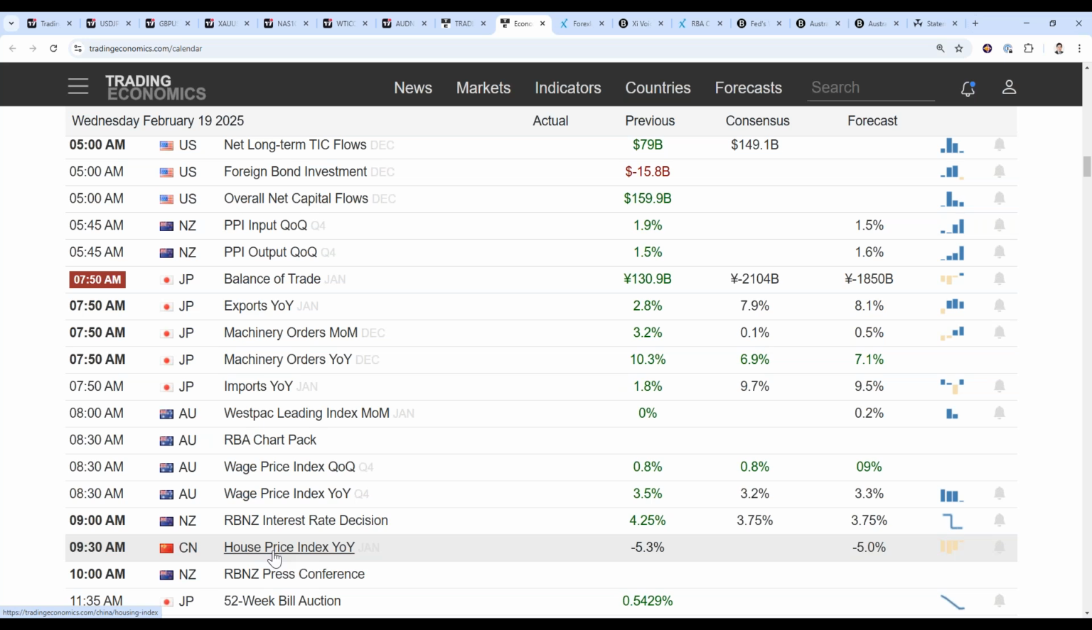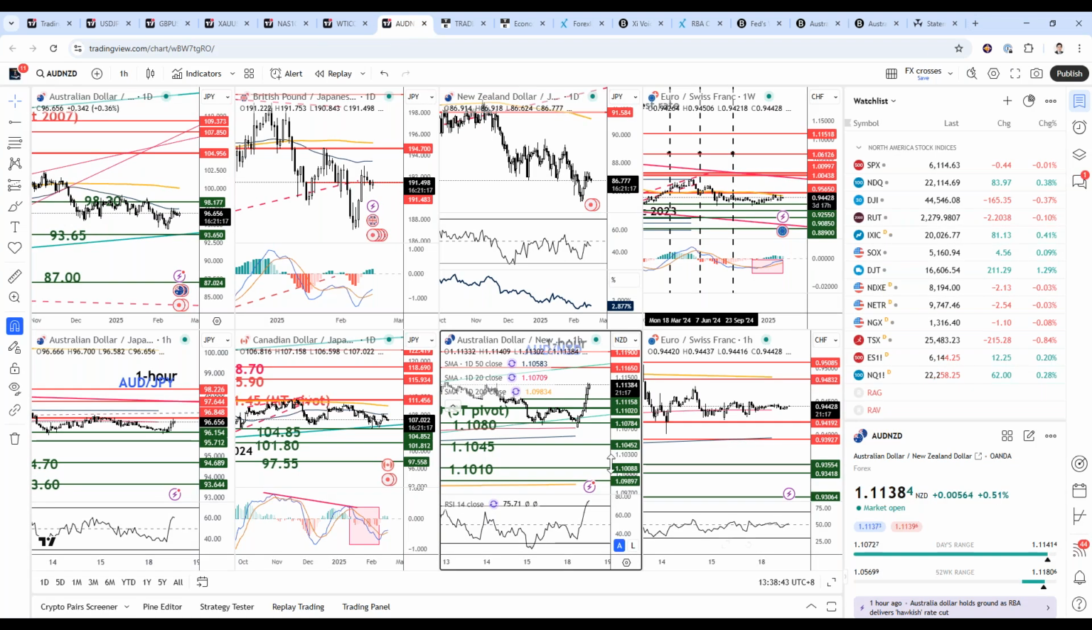And at 9:30 a.m. we have the house price index from China that could potentially impact the Hong Kong 33 index over here. So before we go, I forgot to actually share with you one FX cross over here. So this FX cross that I want to mention is more on the Aussie Kiwi pair, which I forgot to share earlier on. So this is the Aussie Kiwi pair over here.